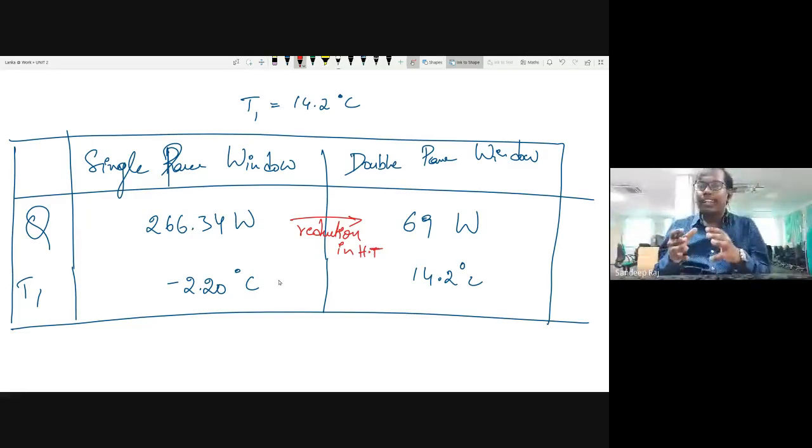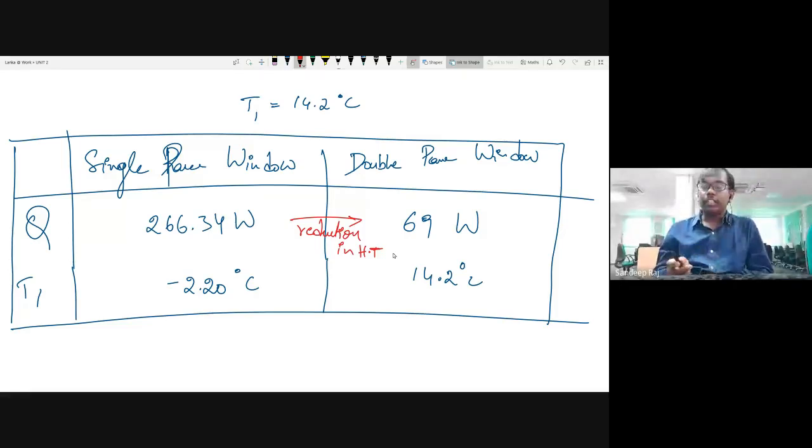See, that's the advantage of your air. Okay, air has very low thermal conductivity. If you trap the air in between these two glasses, see how much it has reduced. It has reduced almost by 200 watts. Reduction of heat transfer by 200 watts is a huge reduction. And why did it happen? It is because you have made use of the thermal conductivity of air.